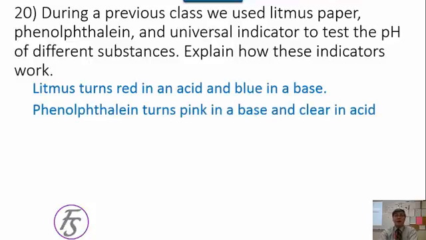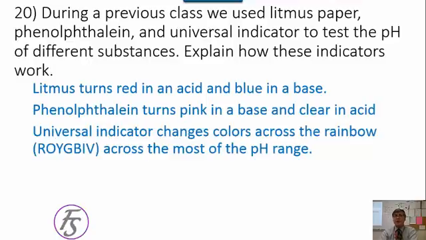Phenolphthalein turns pink in a base, and it's completely clear in an acid. So when we put some in an acidic solution, it doesn't change the color at all. Only when it turns basic does it turn pink, and we use that in our titration lab in order to indicate an endpoint.